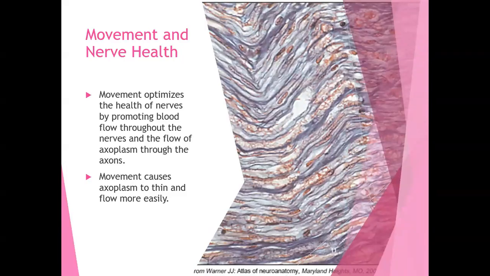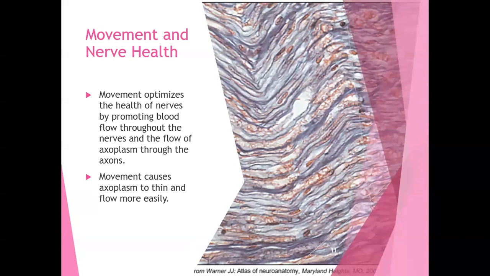So movement is super important for nerve health. Movement optimizes the health of the nerves by promoting circulation, flow through the nerves, and the flow of the axoplasm through the axons. So just like anything in your body, we're basically a lot of fluid, and we need movement to keep the fluid moving. If you move, the axoplasm is thinner and it flows more easily. Just like the oil in your car.